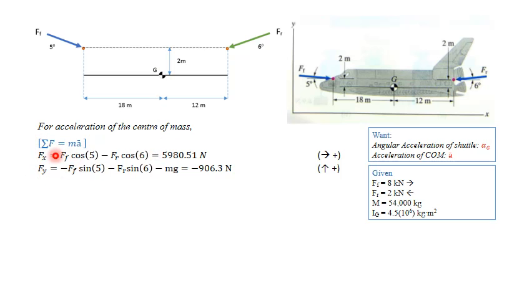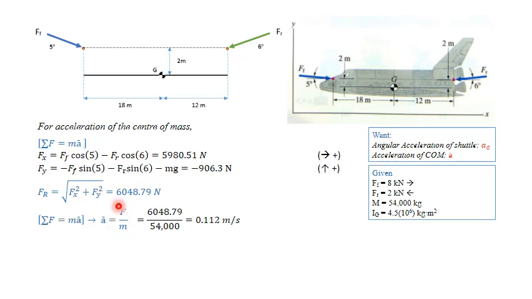To find the resultant force, we need to sum our x and y components, and we're just going to do that very simply using Pythagoras' theorem, and that's going to give us 6,048.79 newtons. So, back to what the question was originally asking, the acceleration of the center of mass. We're simply going to make that acceleration the subject. So therefore, acceleration of the center of mass denoted by a bar, so the bar indicates that it's with respect to the center of mass, it's going to be equal to the resultant force F over the mass of the object M. That's going to be equal to 6,048.79 over 54 tons, which we've already converted to 54,000 kilograms. And that's going to give us 0.112 meters per second.